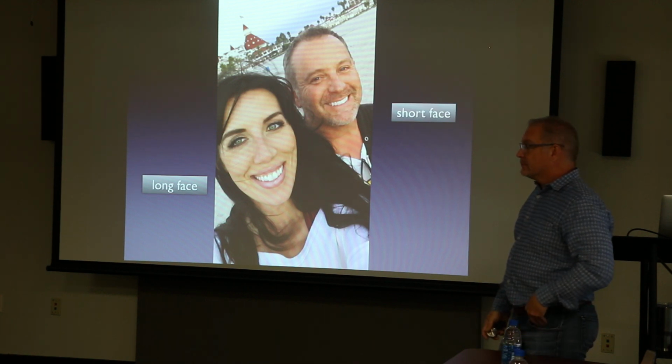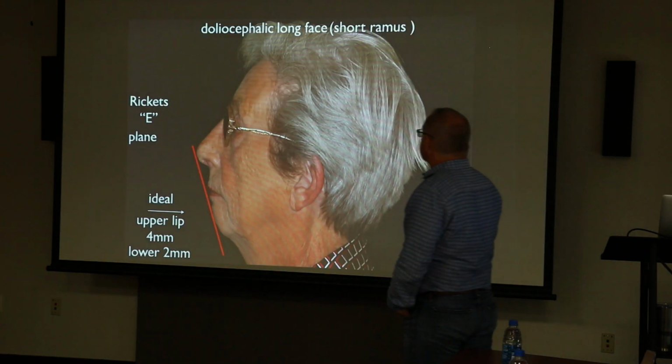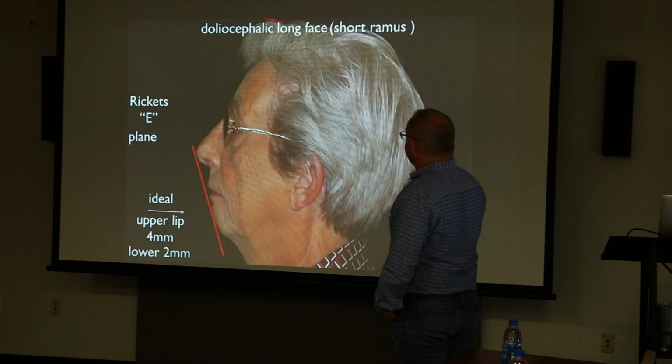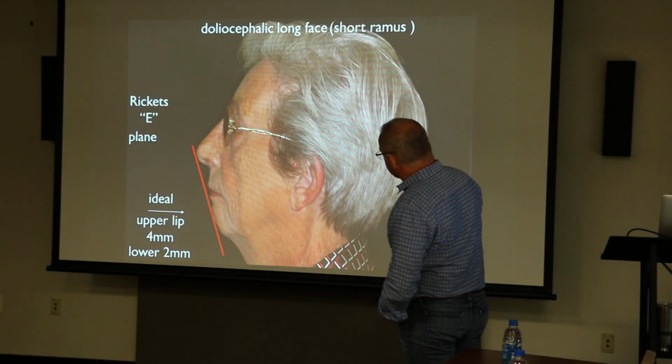Those are hard ortho cases too. What? Those are hard ortho cases too. Yeah. So there's that dolichocephalic, this is that long face. Again, look at her mandibular plane angle and look at that short ramus height.